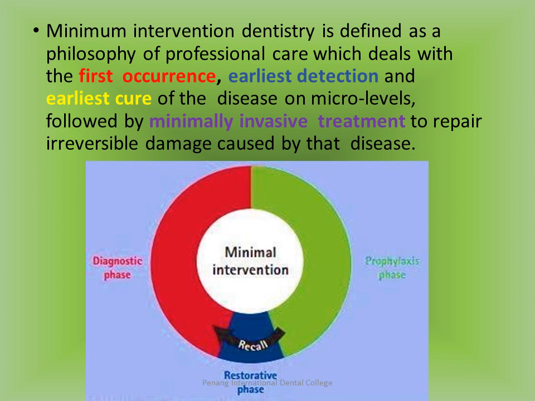Even for your basic pits and fissures, you don't need to create the traditional class 1 restoration cavity preparation. You can just use your normal pit and fissure sealants, and for small cavities you can just use composite restorations, because of which you can prevent the sacrificing of healthy tooth structure.